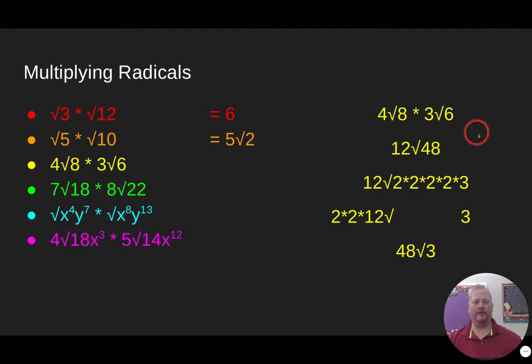Now, the fact that this is a 48 underneath the square root and the fact that this is a 48 outside the square root, completely coincidence. Okay, they have no correlation there. So don't get any ideas that, oh, you just take what's there and you put it out there. It doesn't work like that.